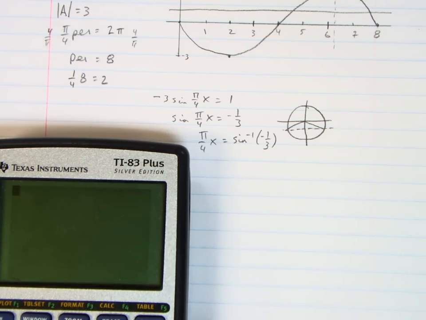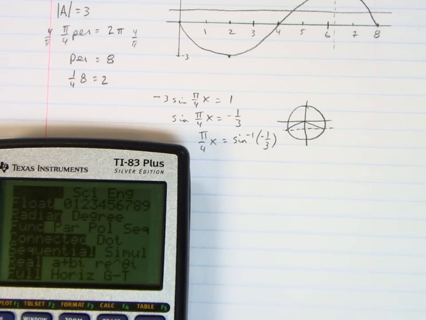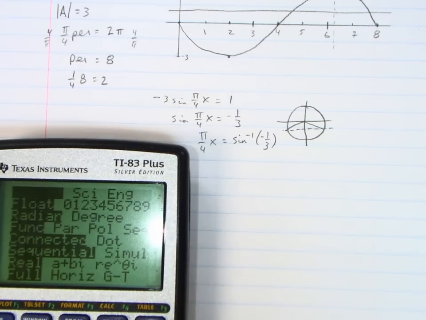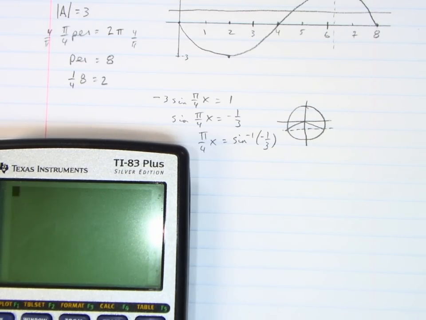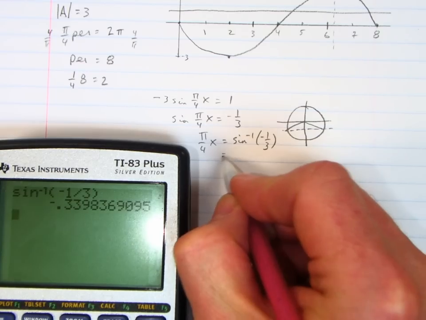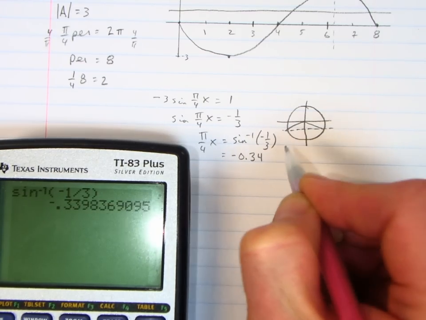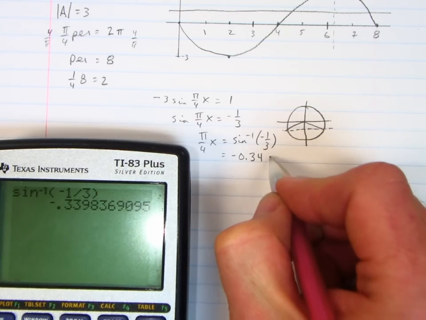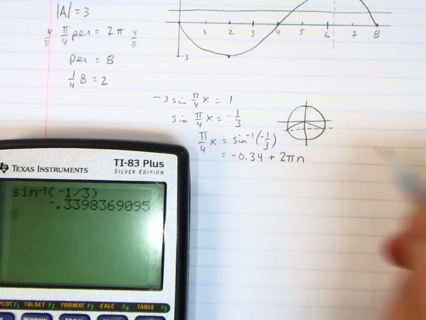Let me turn on my calculator and make sure I'm in the proper mode. Yes, I'm in radian mode. Now I can go back to my home screen and type in inverse sine of negative 1 divided by 3 and hit enter. That gives me negative 0.34 approximately. And we have to include all the coterminal angles, so we're going to say plus 2 pi n.